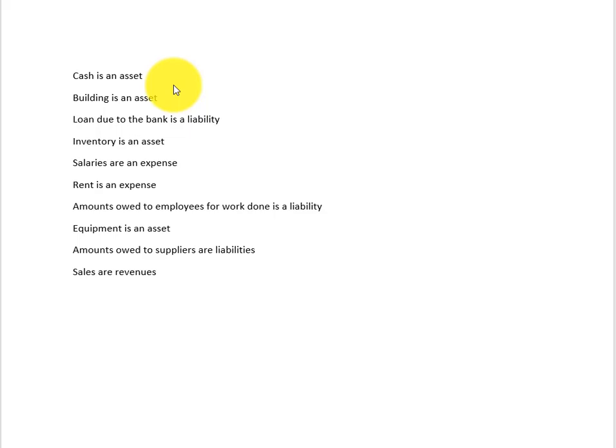Equipment is an asset, assuming we own and control it, and that it isn't defective in some way, so that it's going to bring us future benefit. Amounts owed to suppliers, same idea. Suppliers are people who sell us things, stuff we need, office supplies. That's where the term comes from, they supply us with things. They could do anything. It would be anybody that supplies us. They may supply us with repairs and maintenance for our equipment.